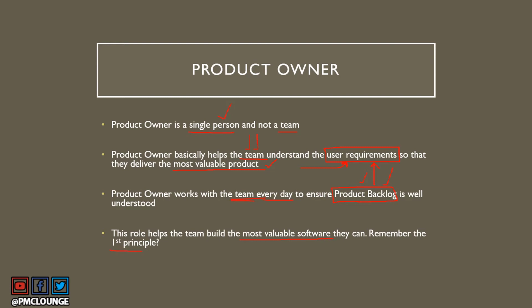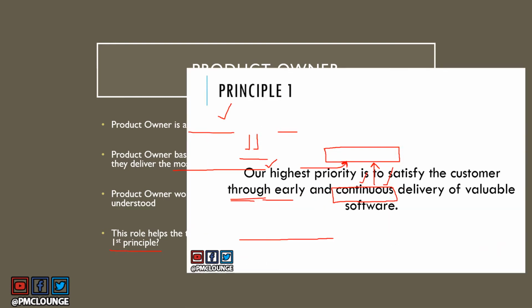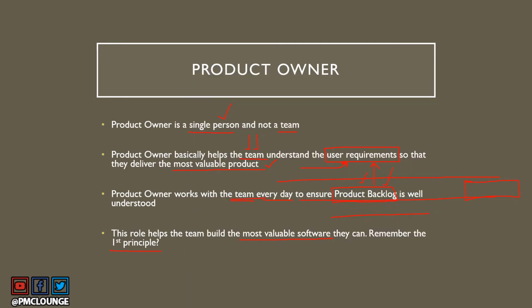I hope you remember the first principle. If not, here it is: our highest priority is to satisfy the customer through early and continuous delivery of valuable software. This was the first agile principle. We've discussed all the agile principles; the fourth link in the description is going to take you to that video. So I hope you remember this: the continuous delivery of valuable software, and that's where this word valuable comes from. That's the first agile principle.